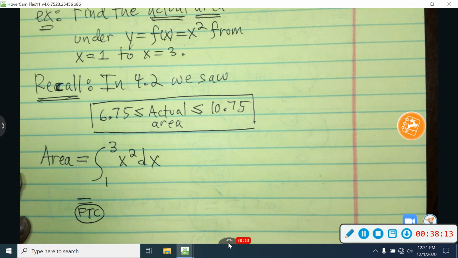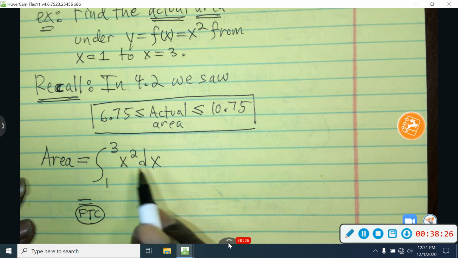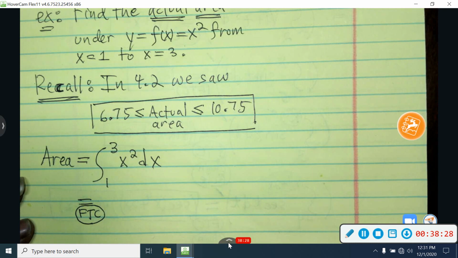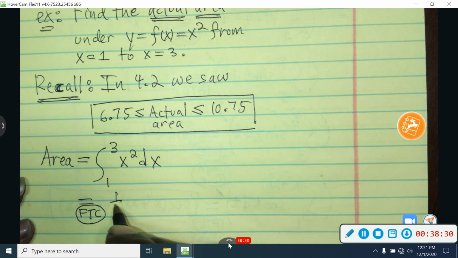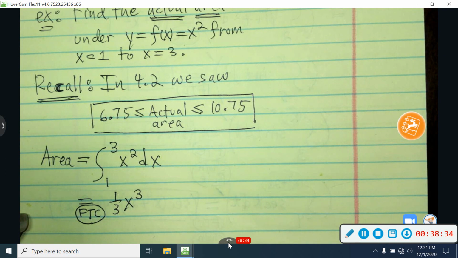So it says I can find anybody who differentiates to be this, shove a 3 in, shove a 1 in to him, and subtract. Anybody that differentiates to him? Okay, I'll just use a reverse power rule. Add 1 to 2, you get 3, and divide by 3. So here's a guy that differentiates to x squared.